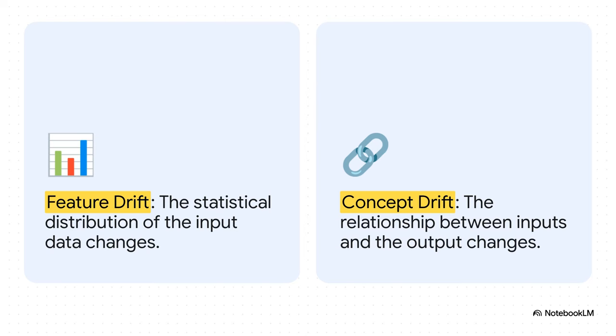And it's important to understand the two main types of drift. First, you have feature drift. This is pretty straightforward. The statistical properties of your input data change. Think, like the average age of your customers suddenly shifts. Then there's concept drift, which is way more subtle. This is when the relationship between the inputs and the output changes. What used to predict churn last year just doesn't anymore.